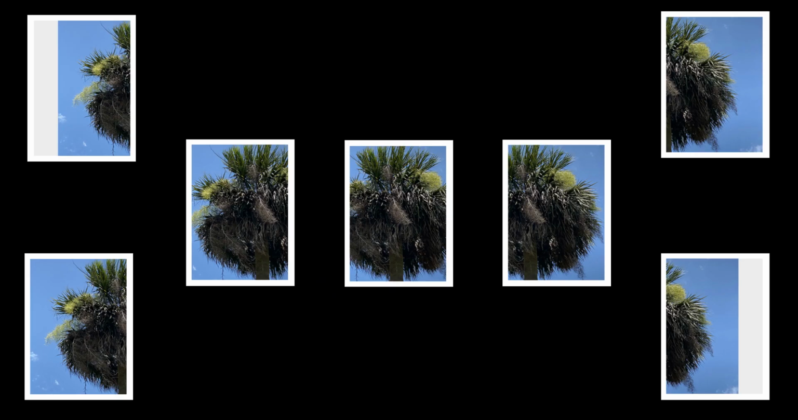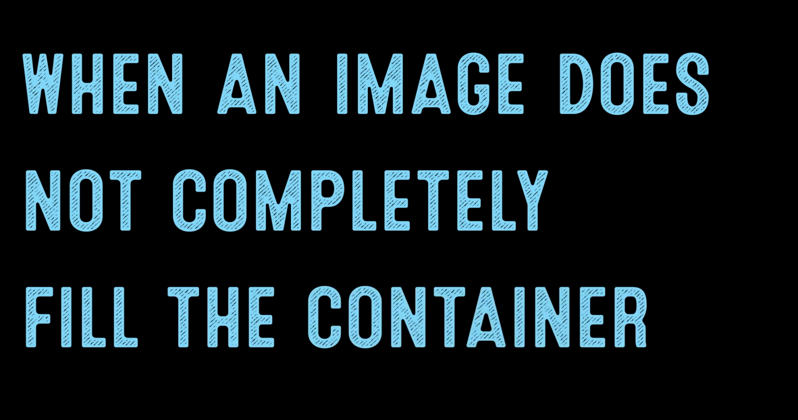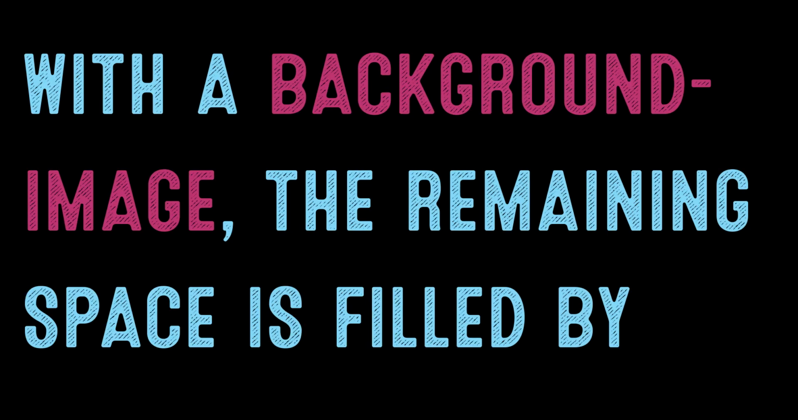This is the visual result. We have minus 25% at the top left, 0 at the bottom left, 25% at the left, 50% at the center, which is equivalent to centering the image in the container, 75% at the right, 100% at the top right, and 125% at the bottom right. When a background image does not completely fill the container, the remaining space is filled by the background-color property.